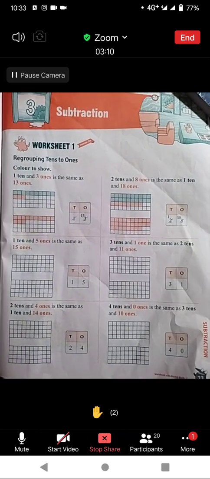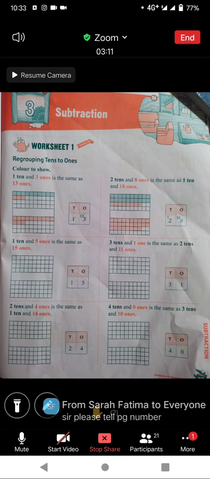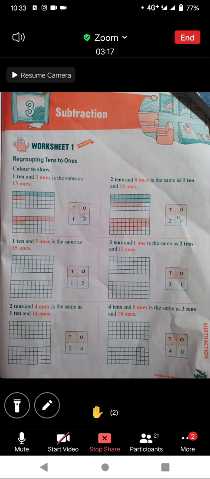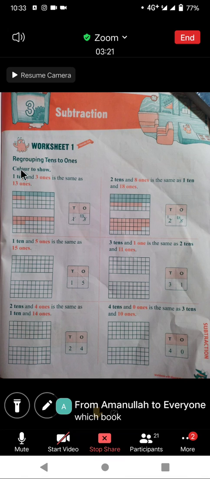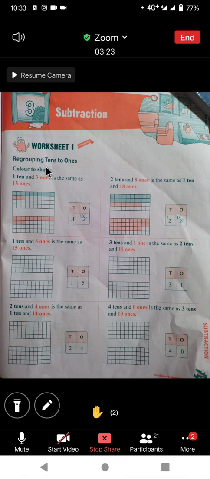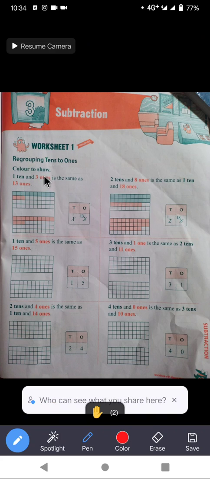So students, I am explaining this regrouping. You have to listen very carefully. Here we have to regroup tens to ones. We have to exchange tens to ones. First we have 1 ten and 3 ones.